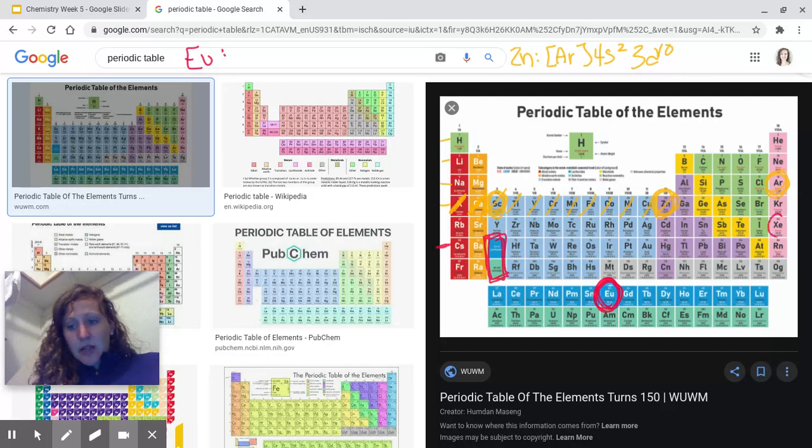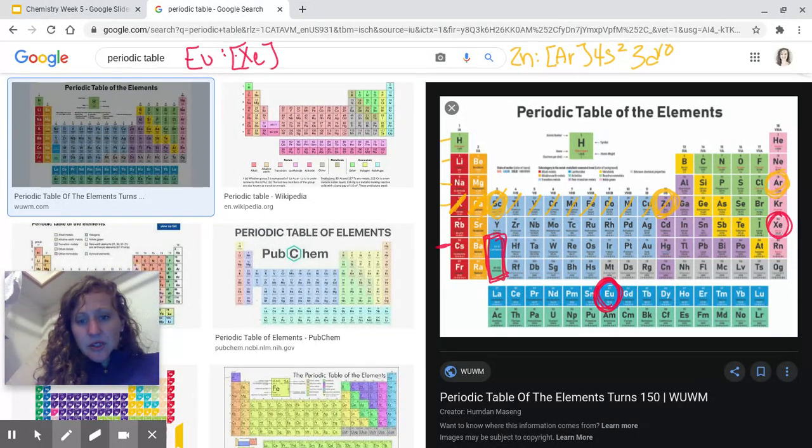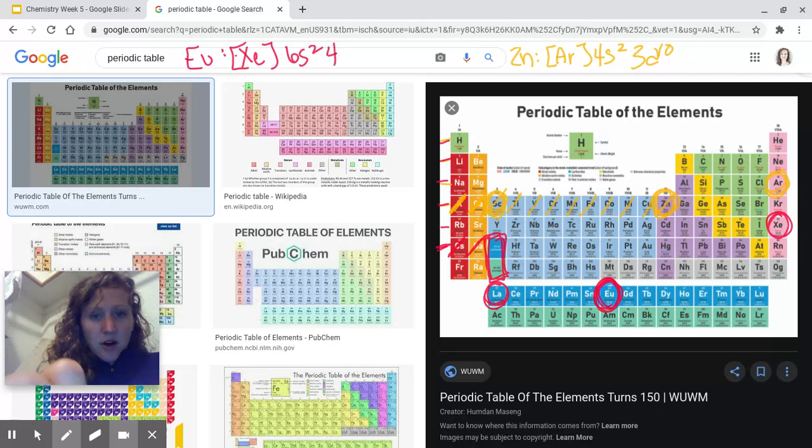So I'm going to go to the last noble gas, which is xenon, and then count over. So these two right here are in the 1, 2, 3, 4, 5, 6th energy level. So 6s2. And then I hit the F block next. So this should be 4f. 1, 2, 3, 4, 5, 6, 7. 4f7. And there's a noble gas configuration.